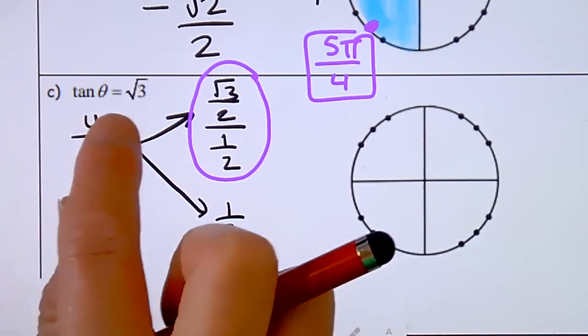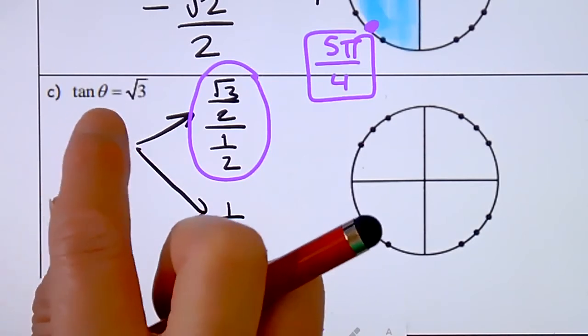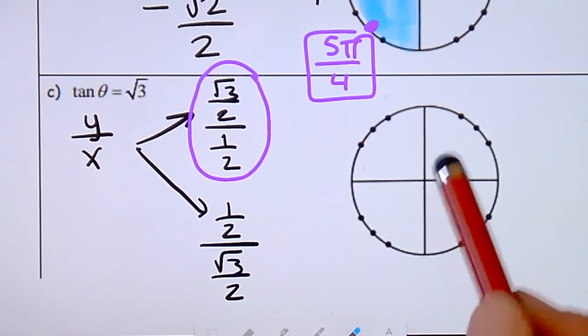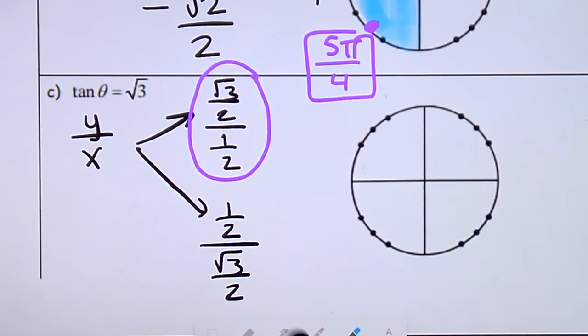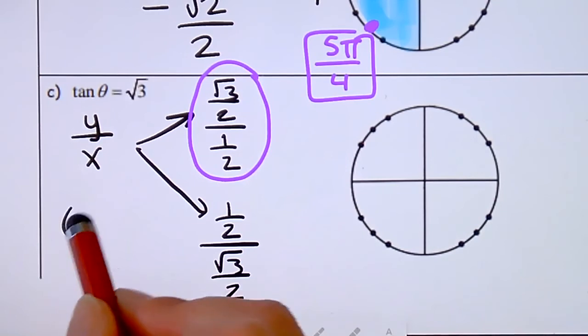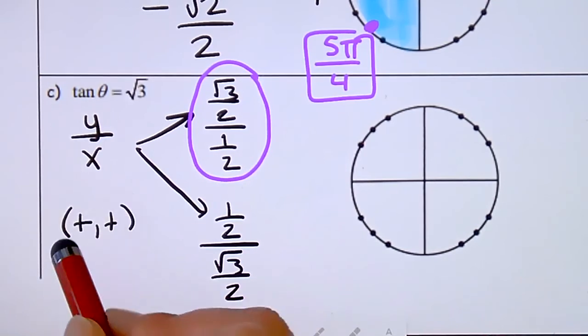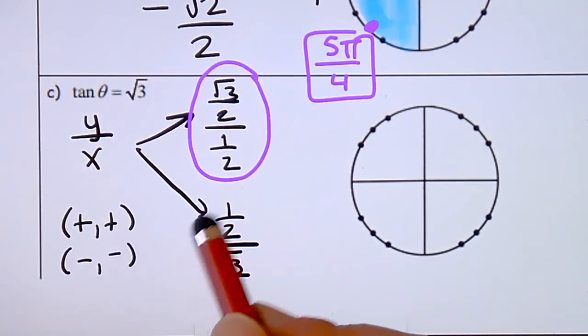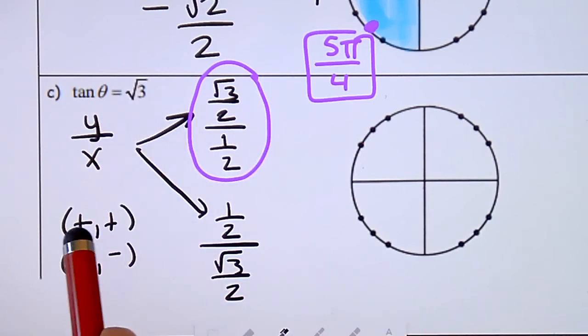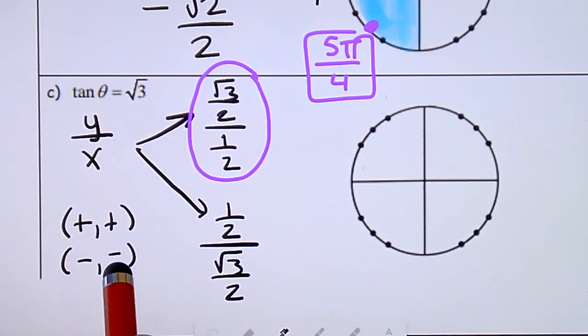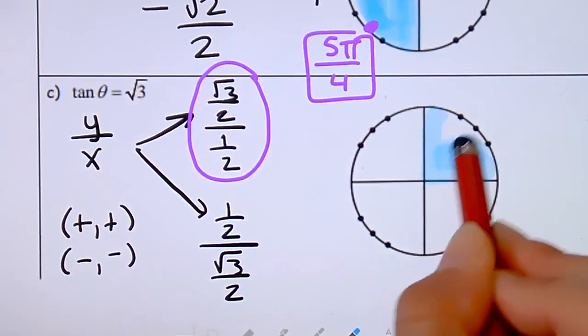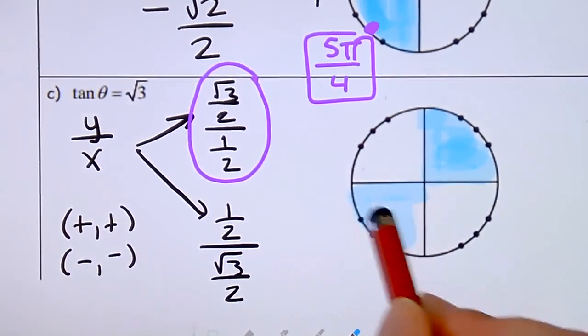Now also, where is your tangent positive? Your tangent's positive where your x and your y have the same sign. So where you have a positive positive or where you have a negative negative, because again, it's y divided by x. So this is positive divided by positive, which is positive, negative divided by negative, positive. If the coordinates were different, you would get a negative. So that's going to push me into quadrant 1 and quadrant 3.